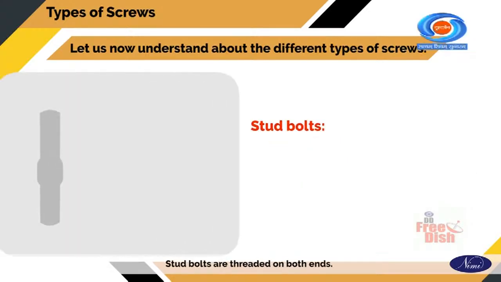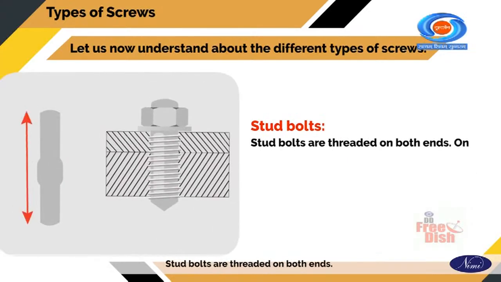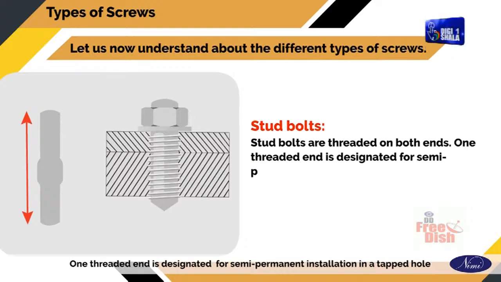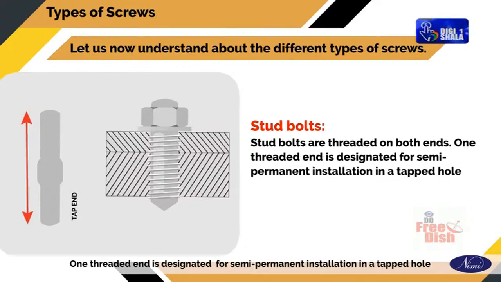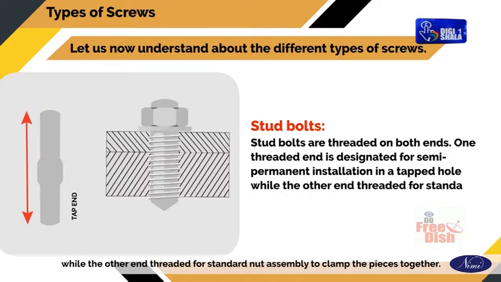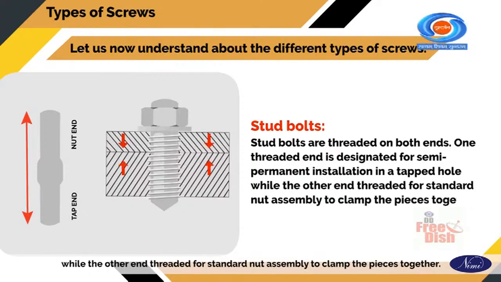Stud bolts. Stud bolts are threaded on both ends. One threaded end is designated for semi-permanent installation in a tapped hole, while the other end is threaded for standard nut assembly to clamp the pieces together.